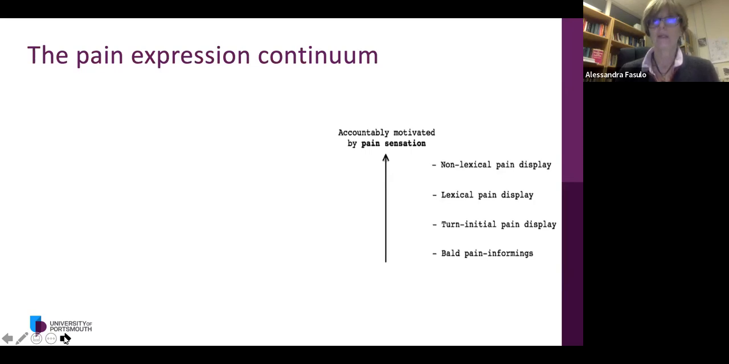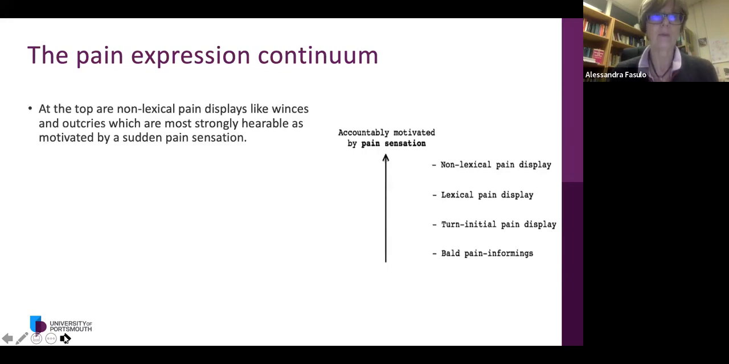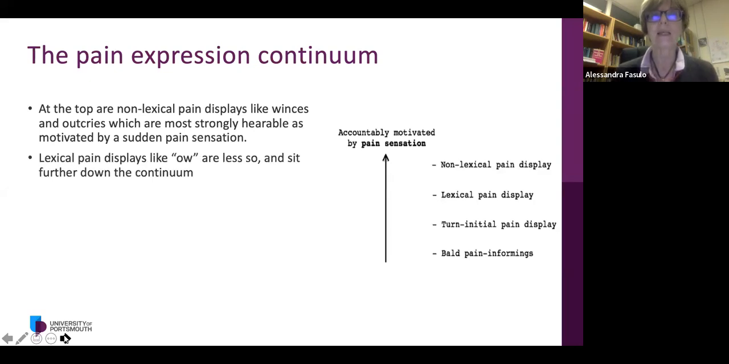What is the general point here? The general point, regarding the problem we just saw, is that there is a gradient, a continuum of ways in which you can display pain and solve the problem of how do I put pain on the table. At the top, non-lexical pain displays can be just a wince or a grimace, but also sound. I will show you when we meet with another study that I'm involved in that silent and non-silent pain displays are also different and could be further separated. So outcries are part of this, but then you have lexical pain displays like ow. Ow is conventional, although it's still a pain cry, it's more conventional, symbolic.